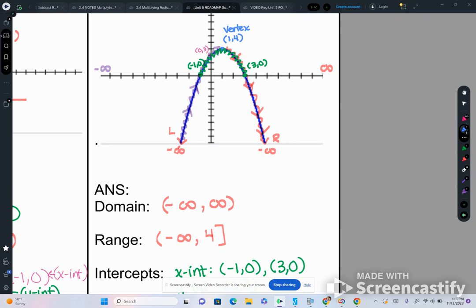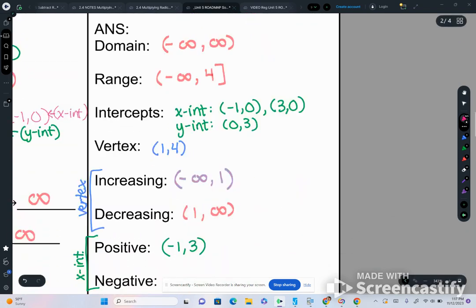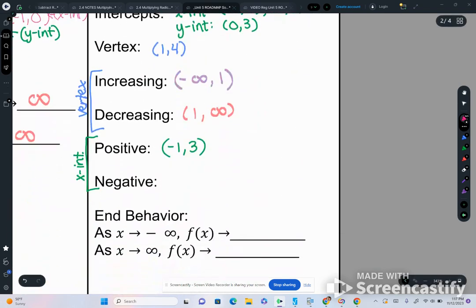So like here, this would be below. It's below the line and below the line. So it's negative from negative infinity to -1, and then it's also negative from 3 to infinity.